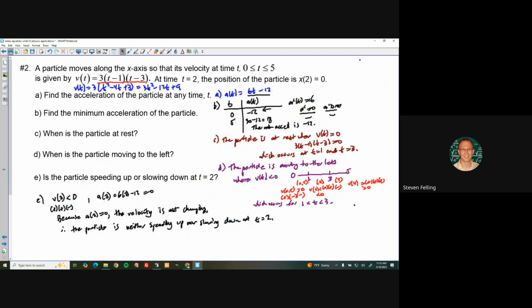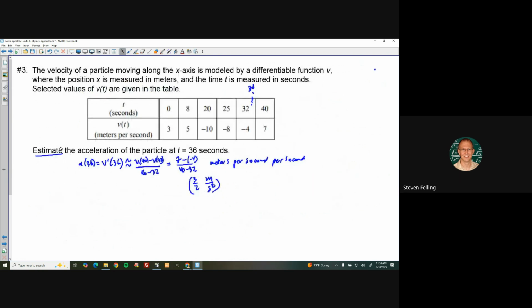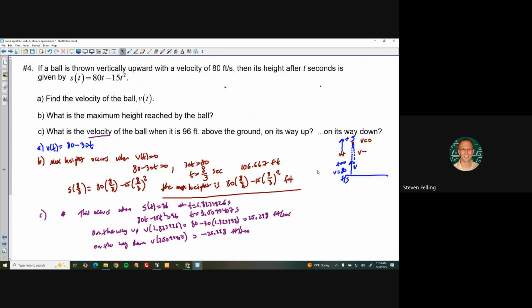Right? If you have to estimate a value for a derivative, just use the average rate of change over the closest interval that you can get to that value. And that would be an estimate of the derivative. The estimate of the acceleration is an estimate of the derivative of the velocity, so you're doing an average rate of change of velocity values. If you have an object being thrown, the maximum height occurs when the velocity is 0, because the object pauses for a second. It will have positive velocities on the way up and negative velocities on the way down.